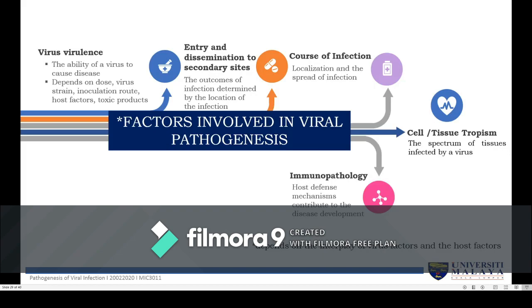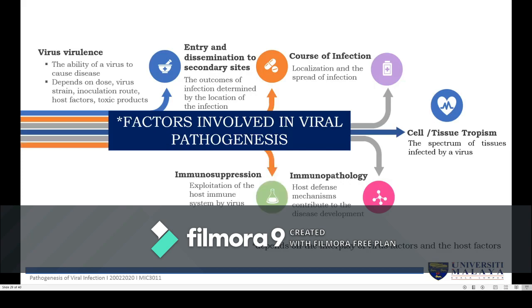And then immunopathology means that the host defense mechanism contributes to the disease development. So this is when I say the host plays a factor as well. Yeah, so when the virus gets in, the body says, okay, we need an immune response, but the immune response was too much, and not only is it killing the virus, but it also causes a problem to the host. It probably caused damage to the endothelial cells, or maybe caused damage to the platelets, yeah.